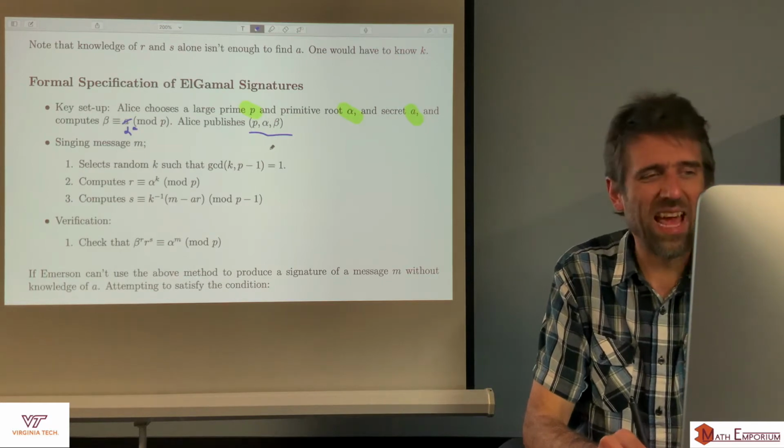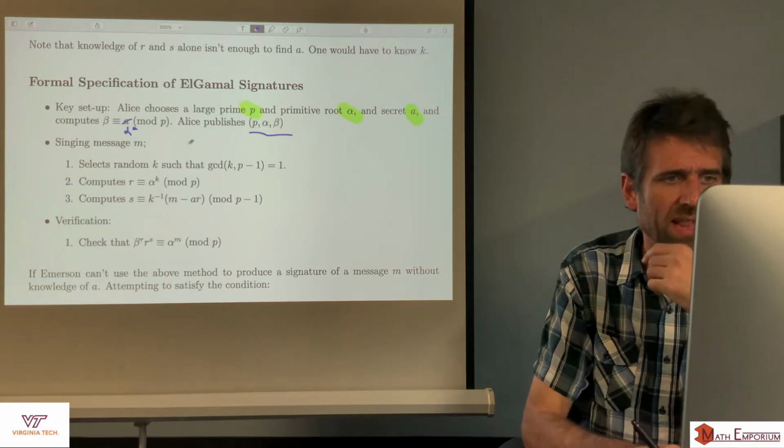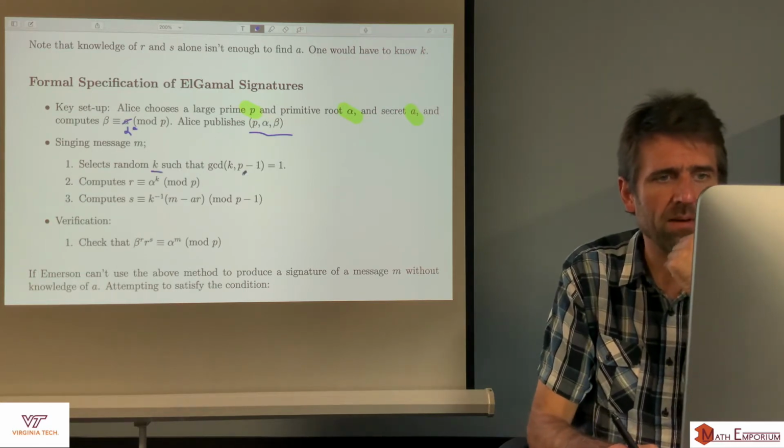So now we've got a message m that we want to sign. And so to sign the message m, what Alice is going to do is select a random k. It's going to be invertible mod p minus 1.